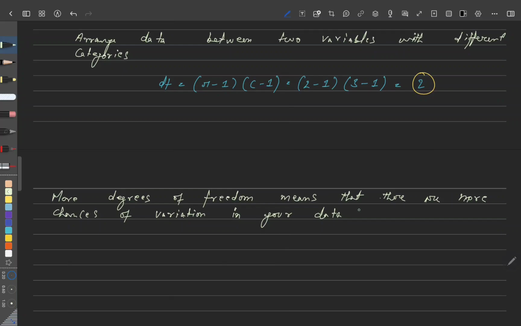So more degrees of freedom means that there are more chances of variation in your data, and knowing that will help you in a lot of analysis in your statistics. Okay, so this is basically a prerequisite for the concepts we'll cover in upcoming videos, and that is when you will understand why this is important. This concept will be used in those later videos.